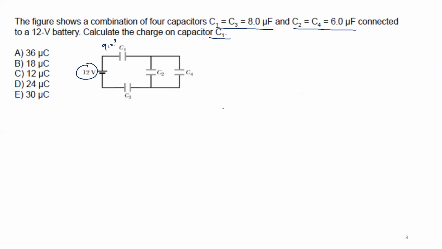Let's do it step by step. I will not explain, I will just go and you see what I'm doing. So 12-volt, C1, C3. Now here I will replace by C24. C2 and C4 are in parallel, so C24 will be C2 plus C4. So what's C2 plus C4? This is equal to 12 microfarad.